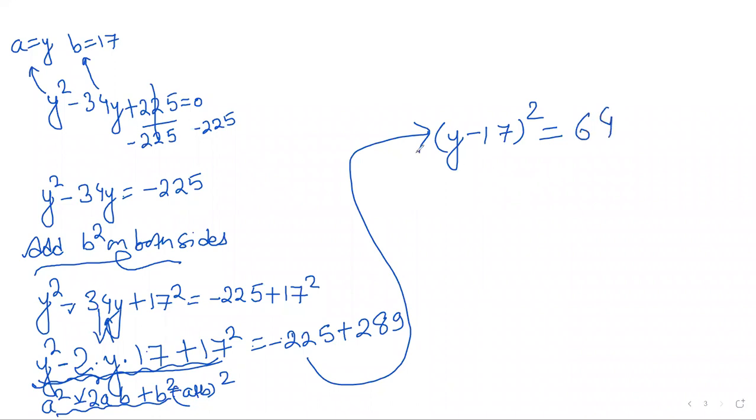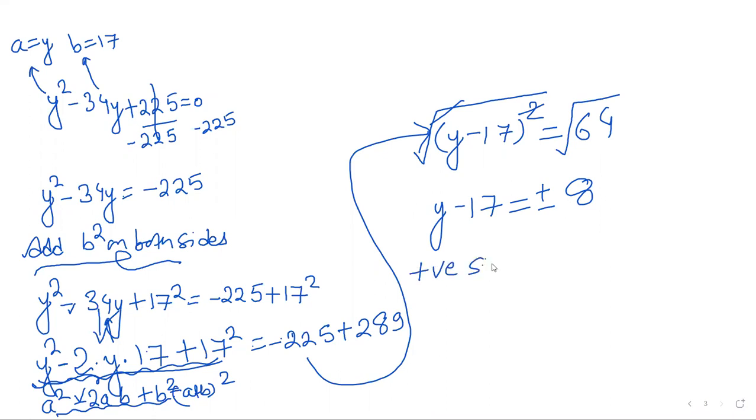Now what we do is we take square root on both sides. Once you square, you take square root on both sides. And because you take square root, on this side, you can cancel this with this. And 64 is actually 8 square. So square root of 64 is 8. And because we are taking square root, you have to take both positive and negative sign. Now, if you take positive sign, and if you take negative sign, you have to solve it separately, right?